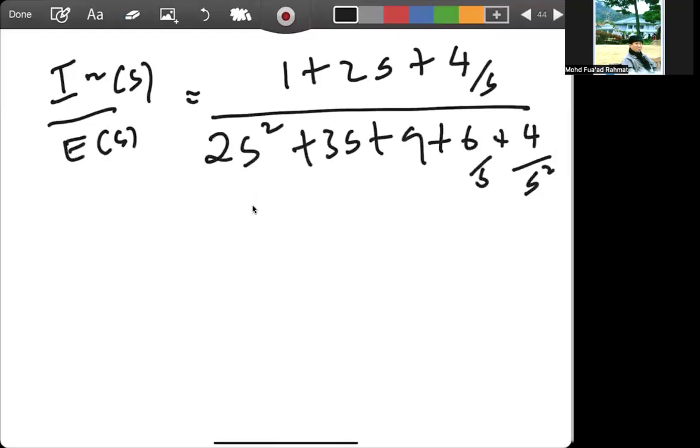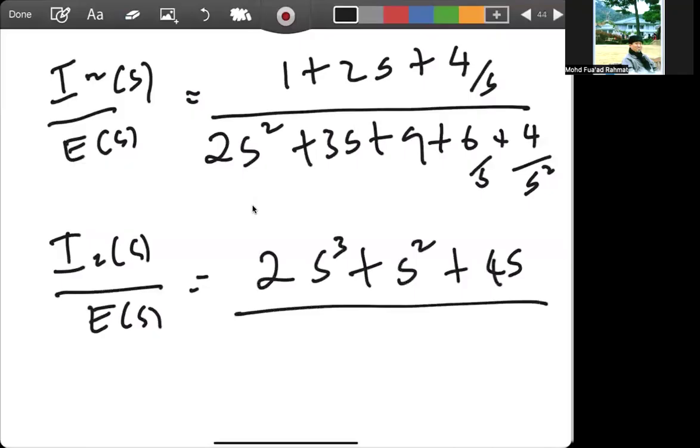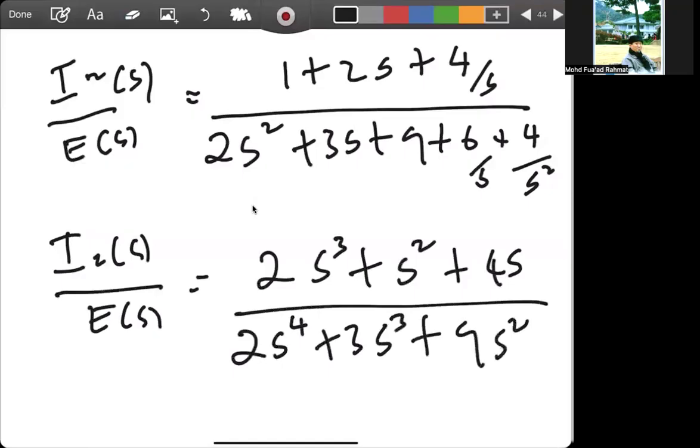And simplify it. You will get 2s cubic plus 4s plus 3s cubic. Okay.